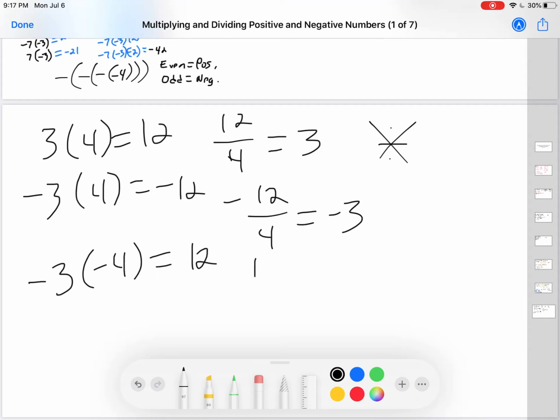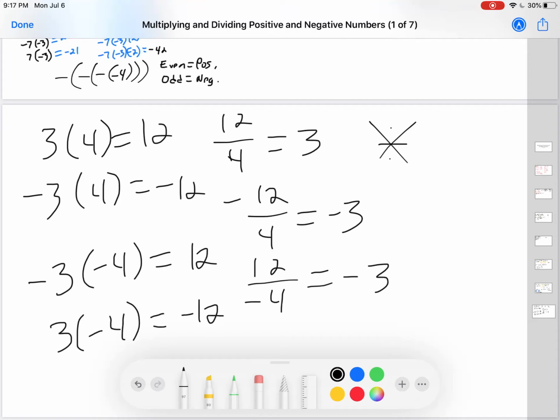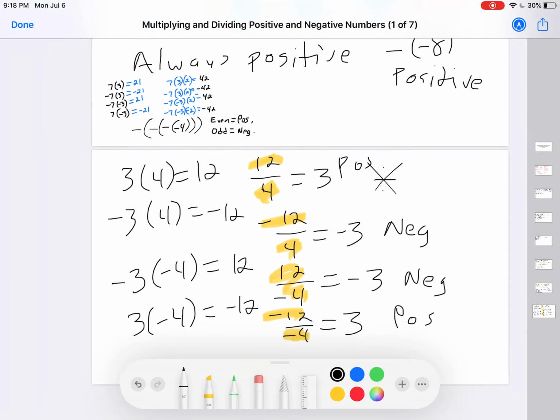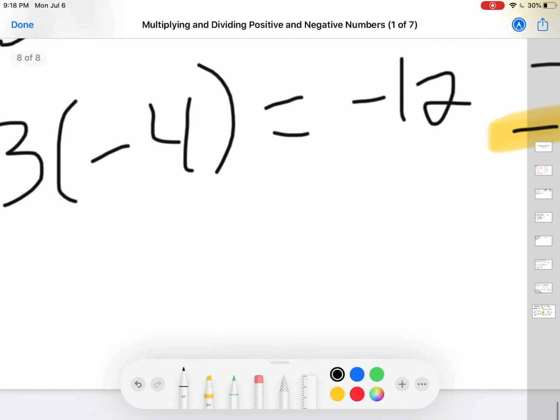Negative 3 times negative 4 equals 12. 12 divided by negative 4 has to be negative 3. Last one, 3 times negative 4 equals negative 12. Negative 12 divided by negative 4 equals positive 3. Let's analyze. Any negatives here? Nope. So it's positive. How many negatives here? 1. So it's negative. How many negatives here? 1. So it's negative. How many negatives here? 2. And they cancel each other out, and it's positive. Notice the rules for division are exactly the same as the rules for multiplication.